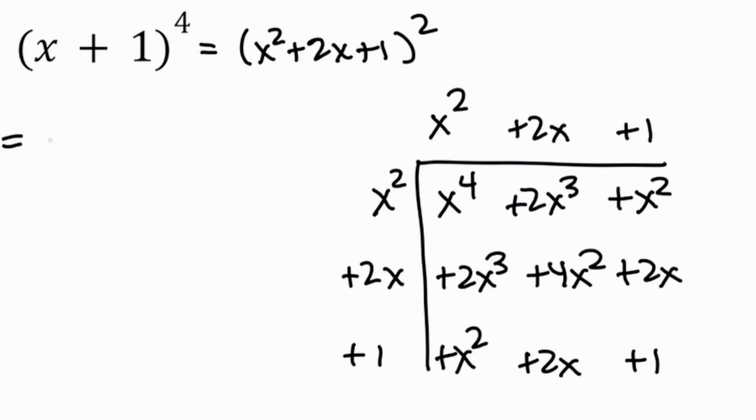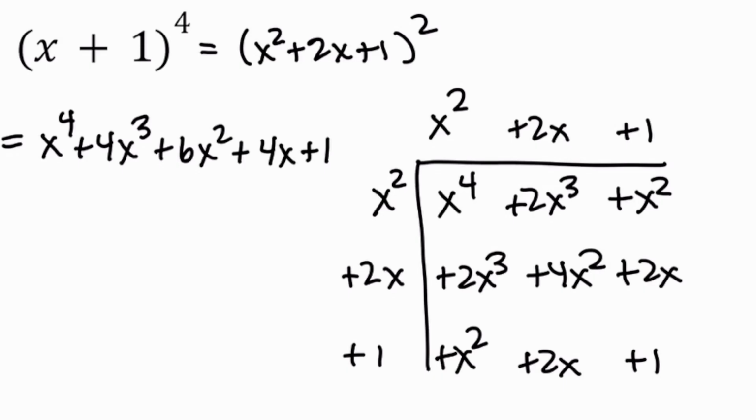This is going to be x to the 4, plus 2 is 4 total x to the thirds, 4, 5, 6 x squareds. Oh yeah, I like where this is going. And 4x and 1.